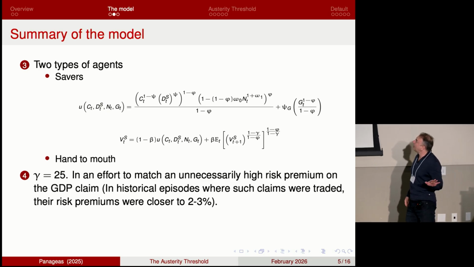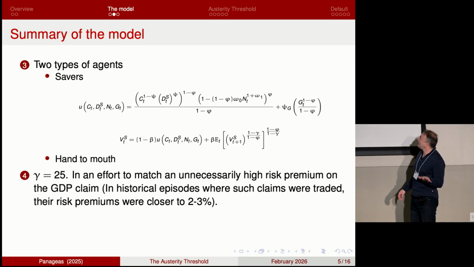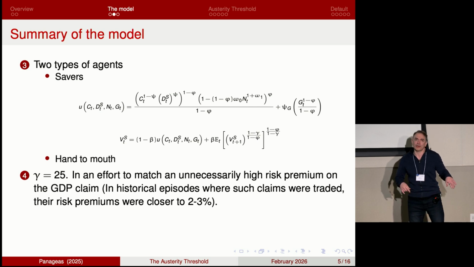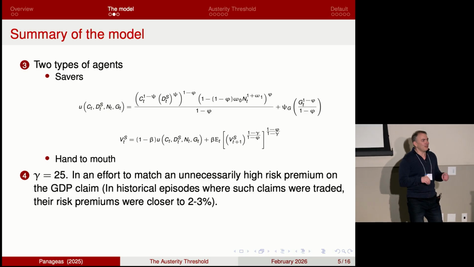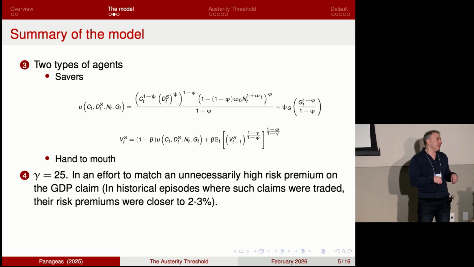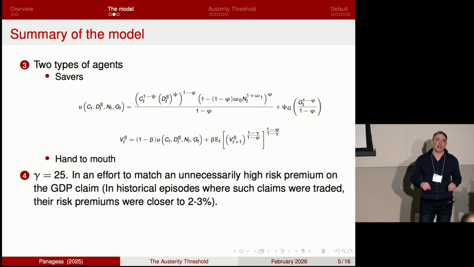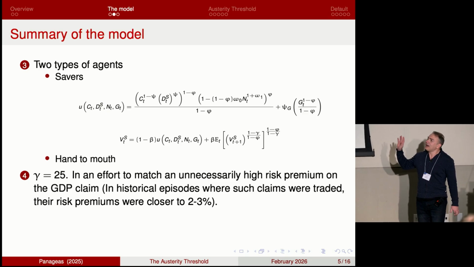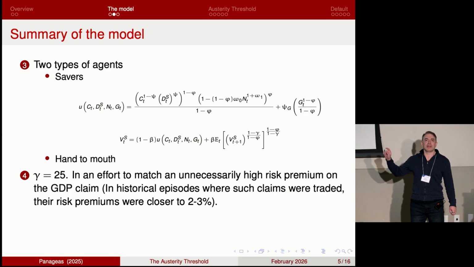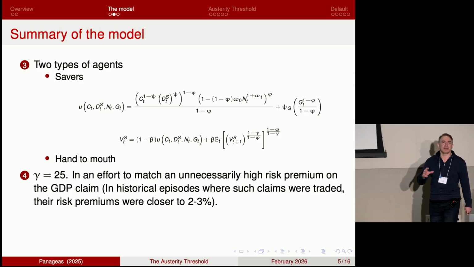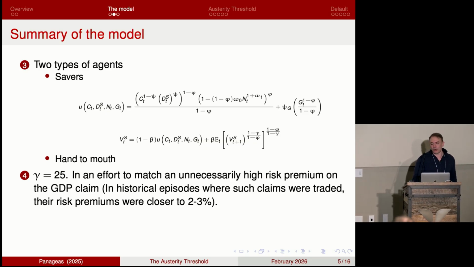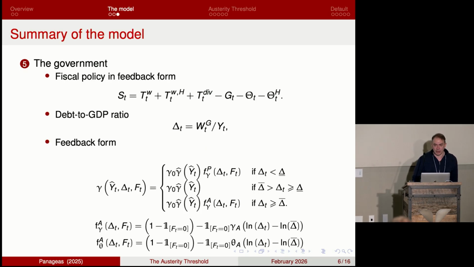The authors do that in an effort to match what I would consider to be an unnecessarily high risk premium on the GDP claim. Last year when I was presenting a paper here, I was trying to convince you that in the cases where an actual claim to GDP was traded, the risk premium was actually way smaller than 4%. Why am I highlighting this, other than to toot my own horn? It's going to matter for something I say later, so commit it to memory: the model wants a big risk premium, and I think that might play a role in the back of the envelope exercise I'm going to do down the road.